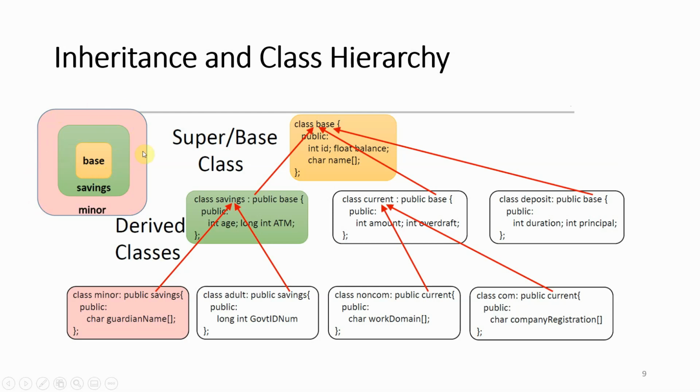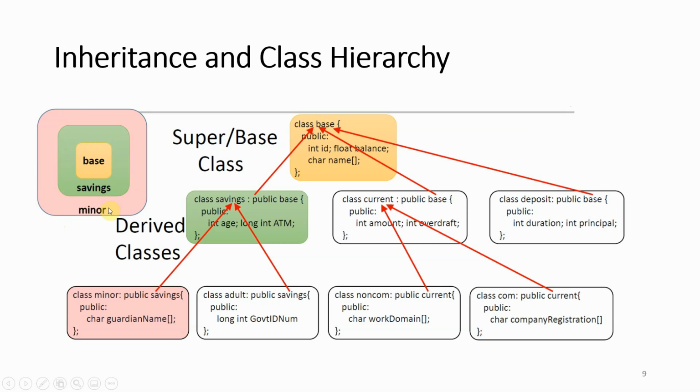Here, this one is like a grandchild, right? So this one would have everything that the savings has, and everything that the base has. In addition to that, it has the guardian name. So remember this picture here, right? This is a very informative picture that shows that the base class is always smaller than the savings class, or of smaller or equal size. And then everything that's derived from savings would have everything that savings has.